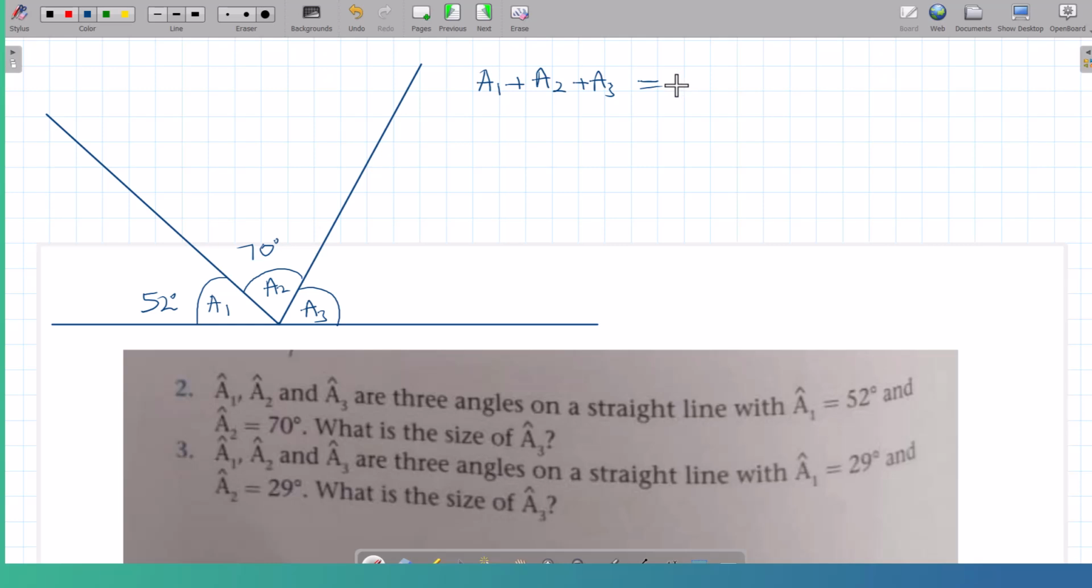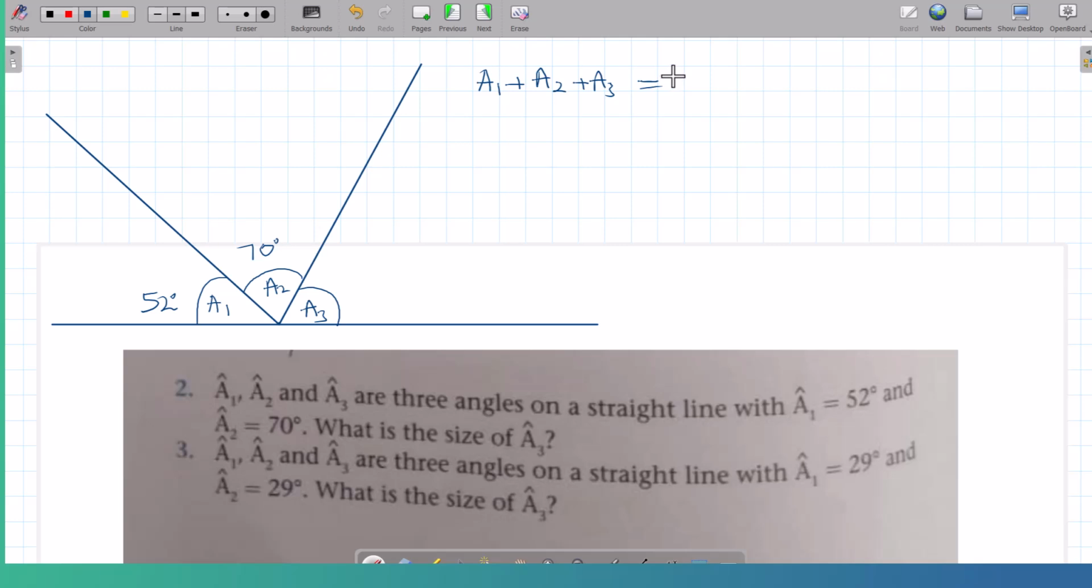Hello? Equals to what? So can you please repeat? After adding A1 plus A2 plus A3, what am I supposed to equate to? Should I say 360 degrees or 180? Hello, talk to me now.